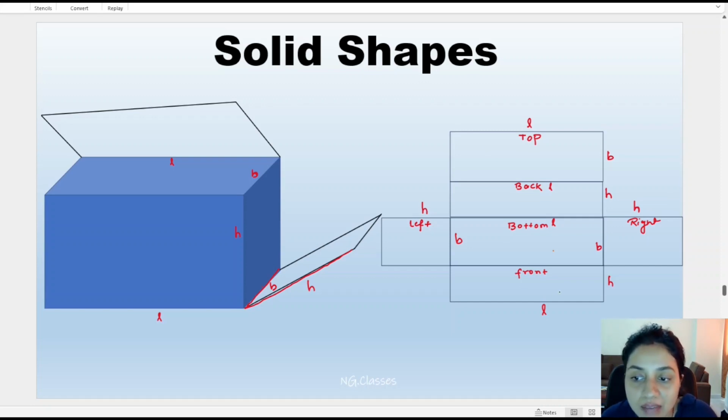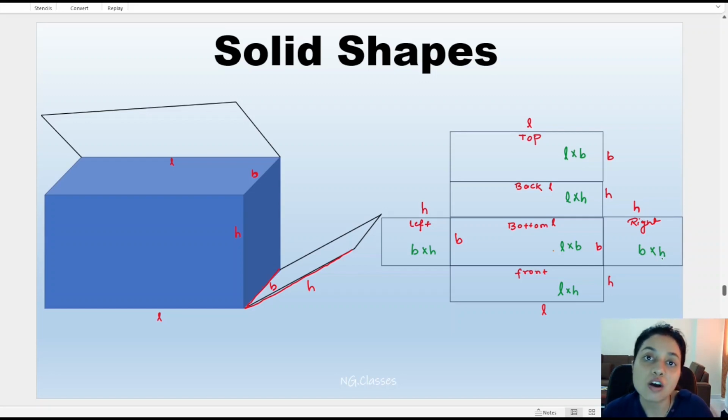So here we have length times height. Here we have length times breadth, right? Similarly, for the back side, we have length times height as the area. For the top, we have length times breadth. For the left side, we have breadth times height. And for the right side, we have breadth times height.